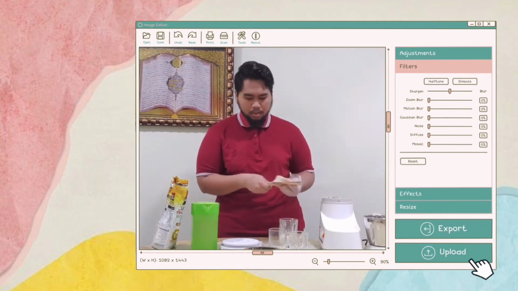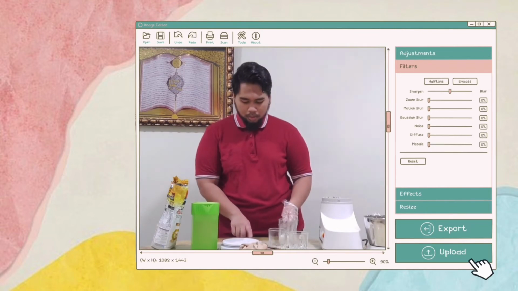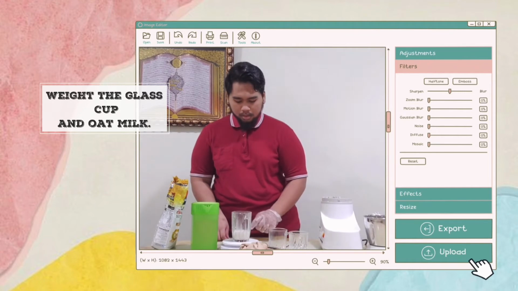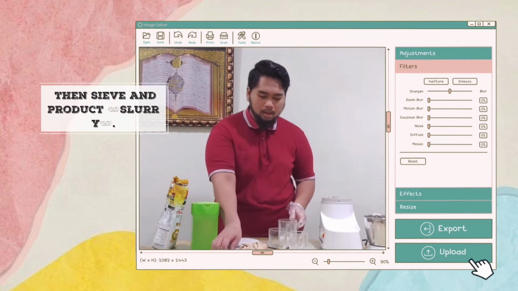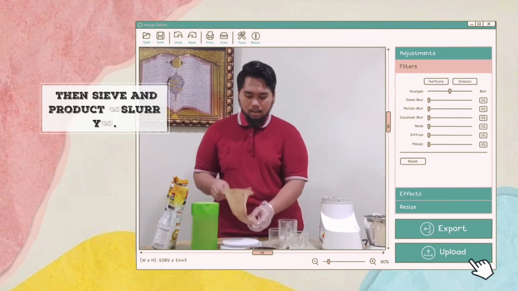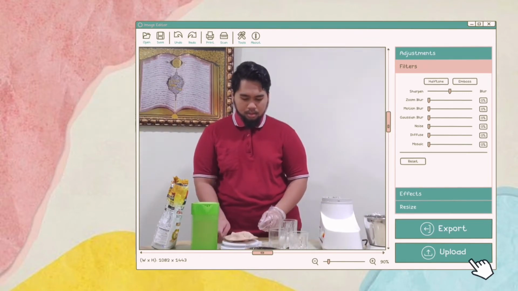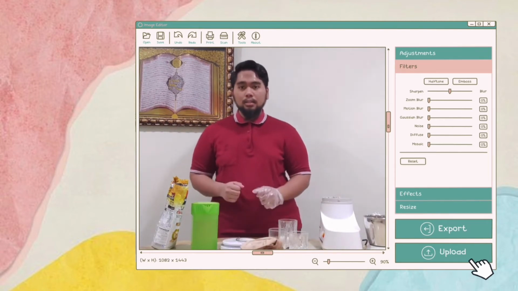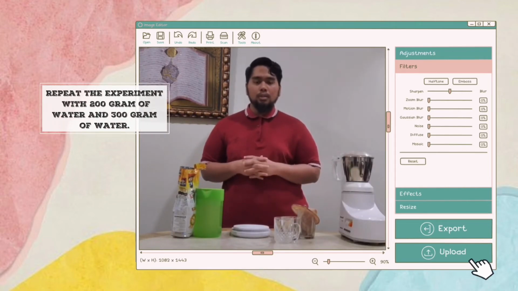So now we need to weigh our glass cup and milk, and then our sieve and our product. So that's it for the first round. We repeat the experiment with 200 grams of water and 300 grams of water.